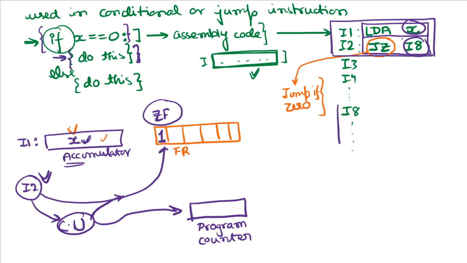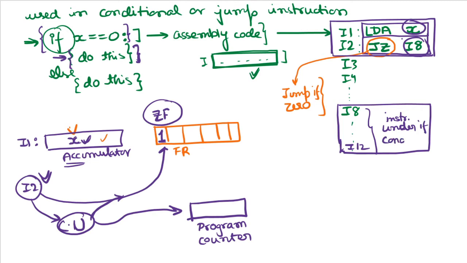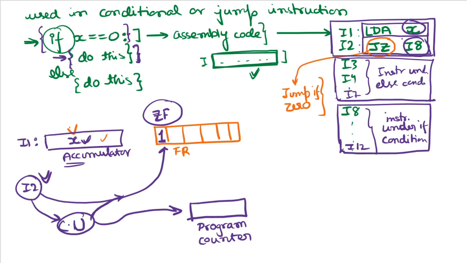For example, the if section is from I8 to I12. This entire section is what? These are instructions under the if condition. And let's suppose from I3 to I7, this part is actually the instructions under the else condition, right?